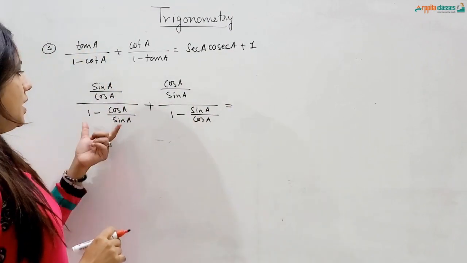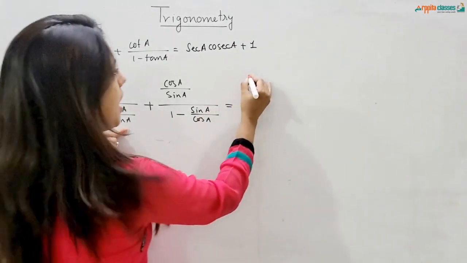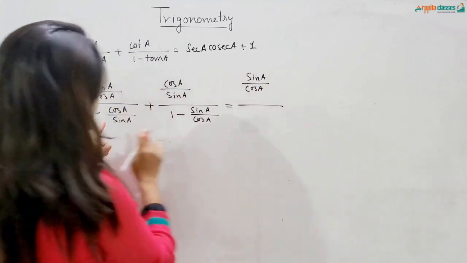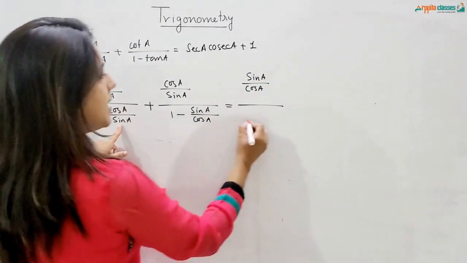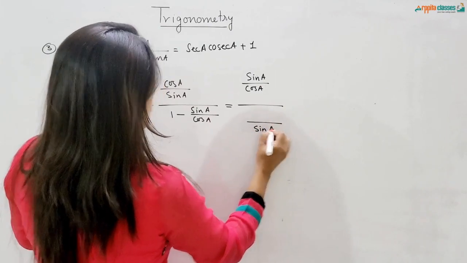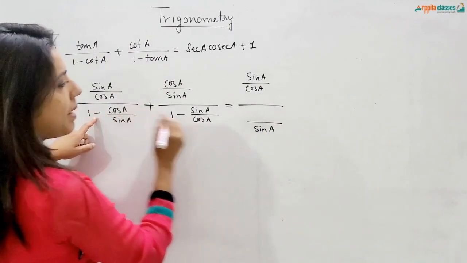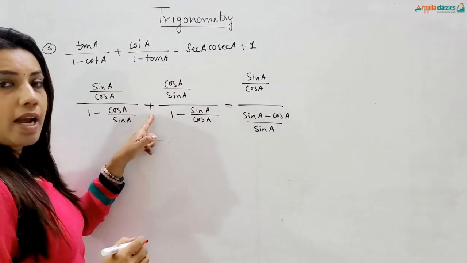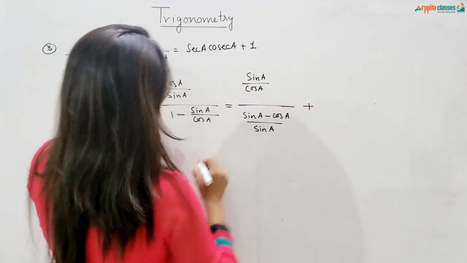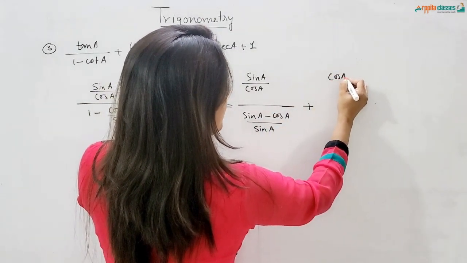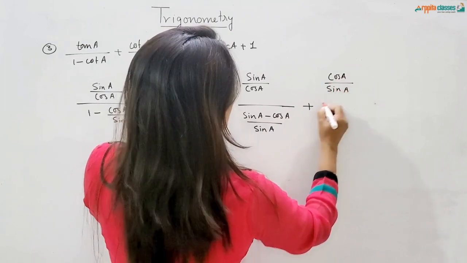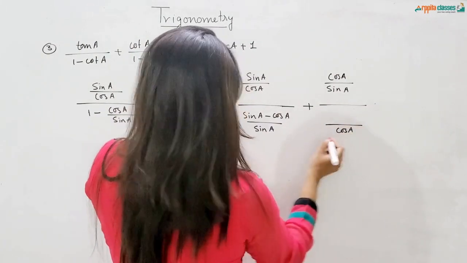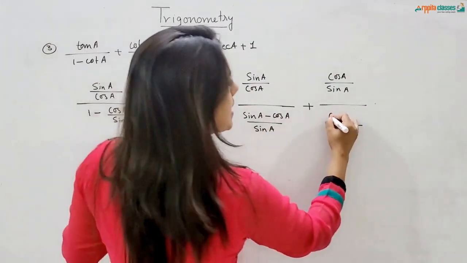Now, here I will be taking the LCM. Numerator I am keeping as it is. Down in the denominator I am taking sin A as the LCM. So, in the numerator I will be getting sin A minus cos A. In between I have plus, so I am writing plus over here. Numerator I will not touch, I will write as it is, cos A upon sin A. Denominator I will be taking cos A as the LCM. So it will be cos A minus sin A.